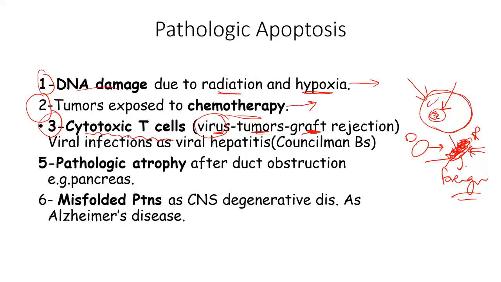In viral infections, as in cases of viral hepatitis C, there will be a killing of the virally infected cells by apoptosis, and these apoptotic bodies appear within the hepatocytes as small bodies called Councilman bodies. So these Councilman bodies are the apoptotic bodies, which represent the virally infected hepatocytes that are killed by the process of apoptosis, and this is mediated by cytotoxic T cells.